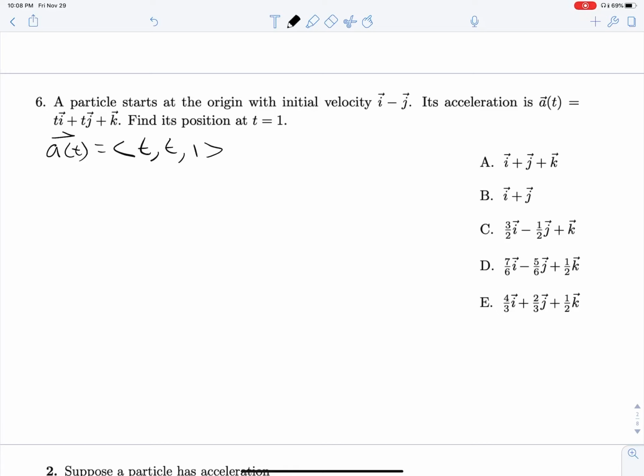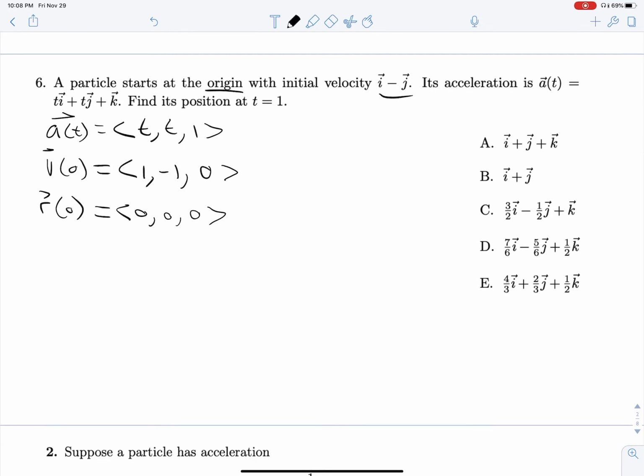t, 1. We have v of 0, and they're saying that's i and negative j, so that will be 1, negative 1, 0, because there's a 0k component in there, it's just not showing up. And then we have our r of 0, which is actually hiding in the text here. It says our particle starts at the origin, so r of 0 is going to be 0, 0, 0, and we're supposed to find its position at t equals 1.